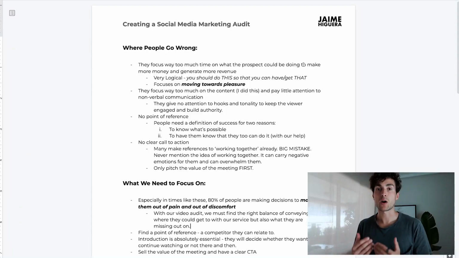This is one key that you want to carry with you throughout your whole sales process, but you never want to mention the idea of working together, okay? It can carry negative emotions for them, and it can really overwhelm them. It can really push them away from you because you're showing that scarcity, okay?